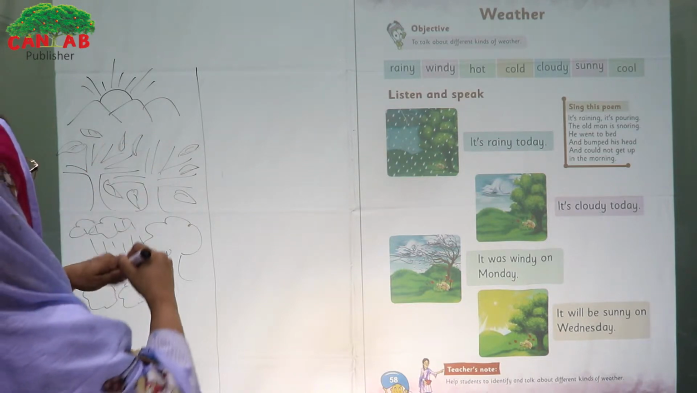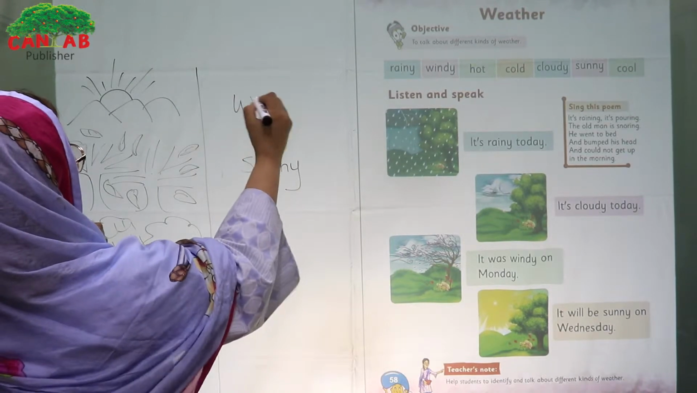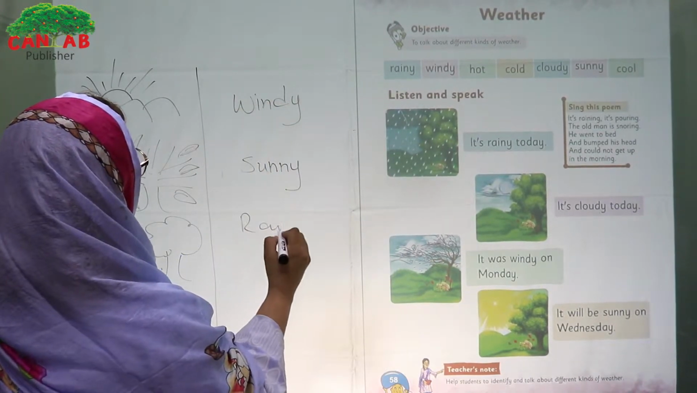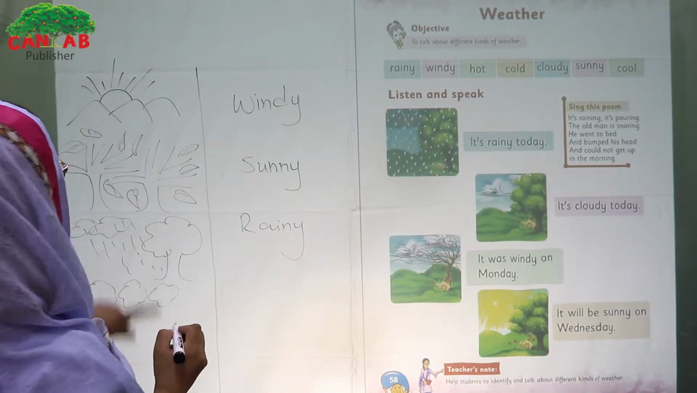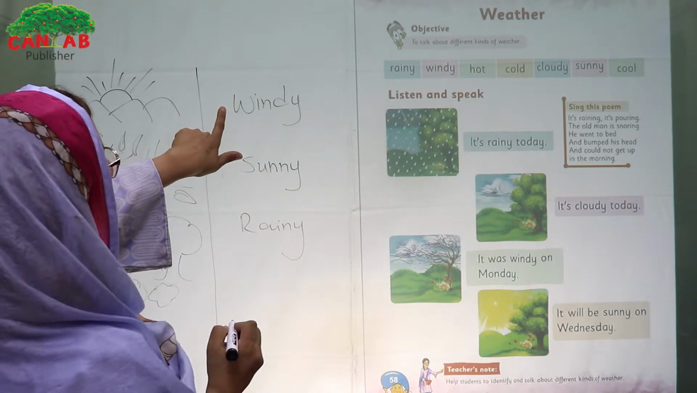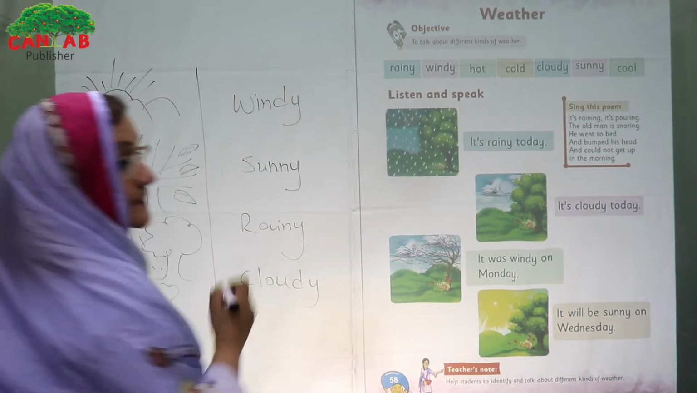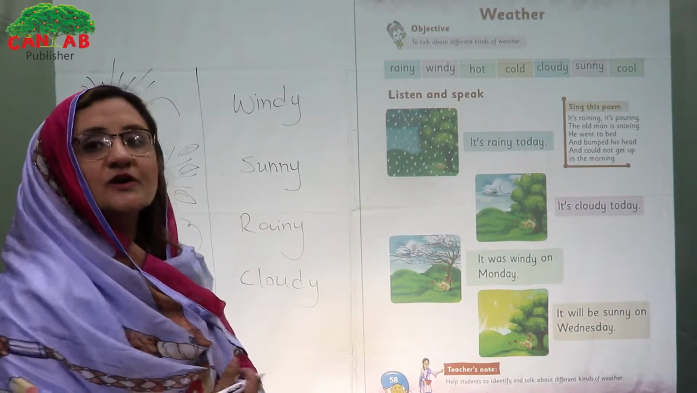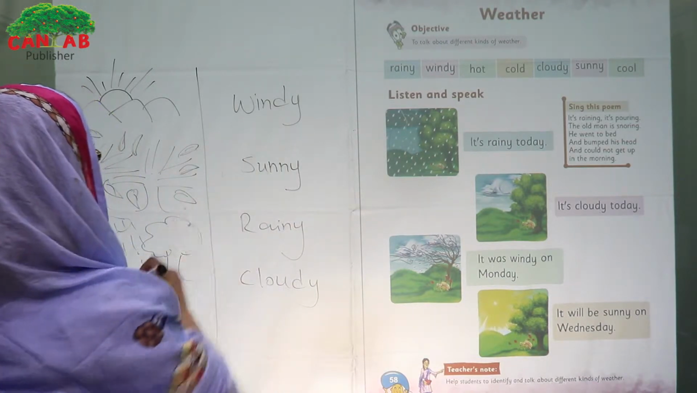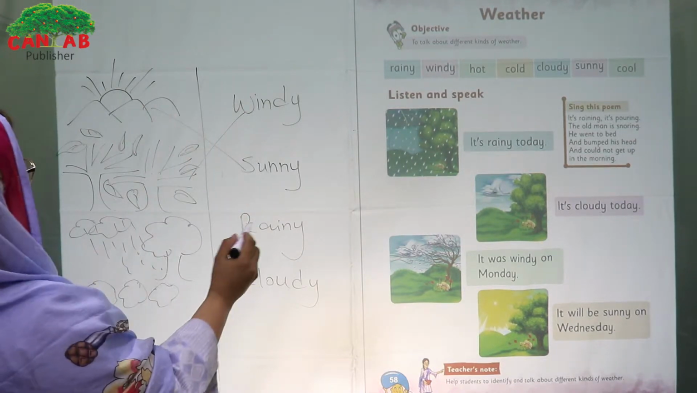For example, if this is sunny, I'm going to write sunny here. It's windy, I'm going to write the word windy here. It's rainy, I'm going to write the word rainy here. And the last one is that we have windy, we have rainy, and then cloudy. And now you can invite the students to come to read the weather condition and to match it with the pictures like this, like this.